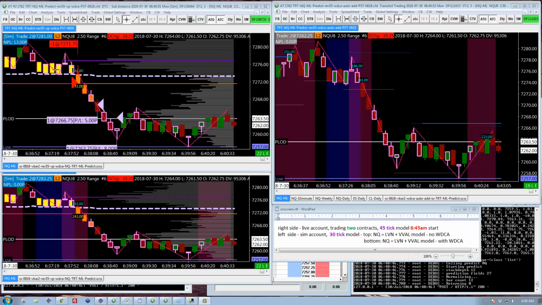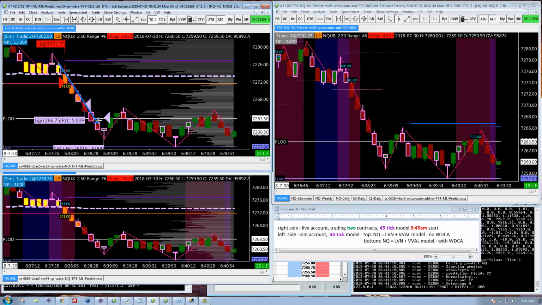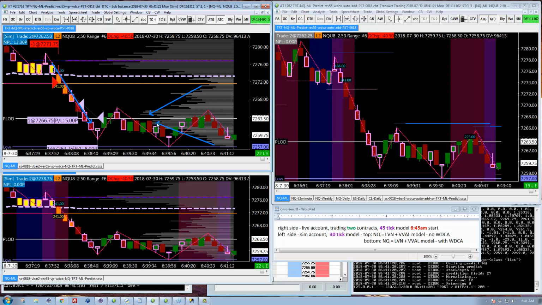So left side is volume profile and low volume nodes, right? Top is normal. The bottom includes the chop avoidance. And what's happening right now is the thing we're interested in studying, because we exited the value area. And this is the value area low right there. And now you're starting to build volume down here. You see this here. You see the profile.